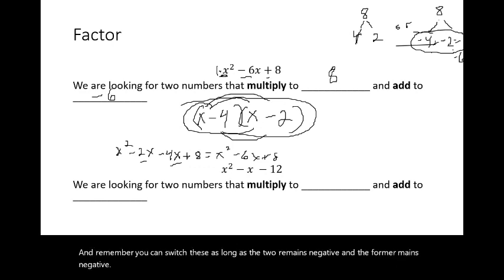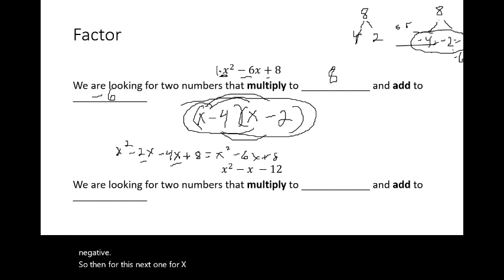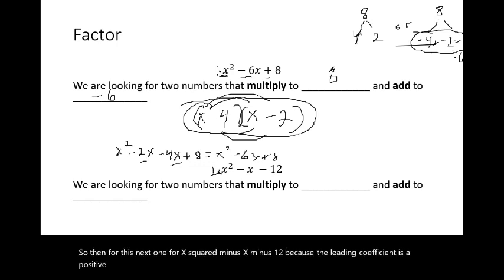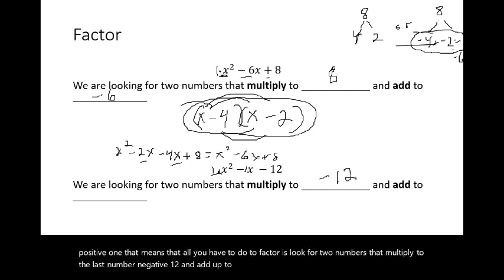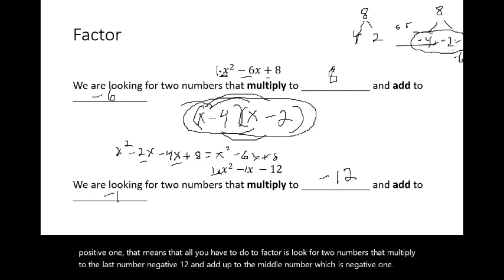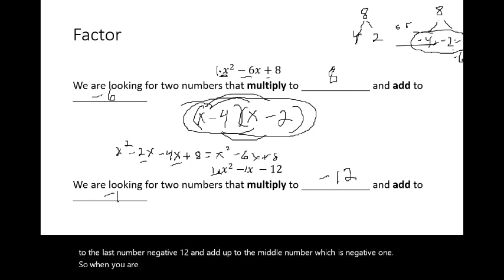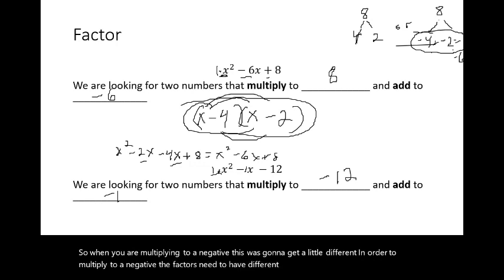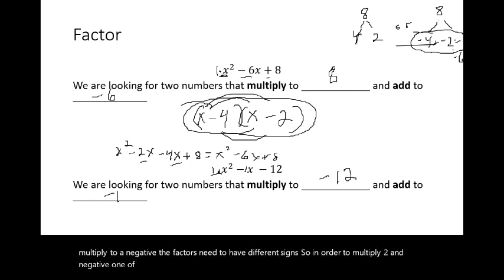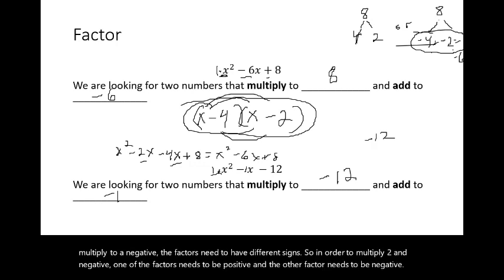So then for this next one, for x squared minus x minus 12. Because the leading coefficient is a +1, that means that all you have to do to factor is look for two numbers that multiply to the last number, -12, and add up to the middle number, which is -1. So when you are multiplying to a negative, this is going to be a little different. In order to multiply to a negative, the factors need to have different signs. So one of the factors needs to be positive and the other factor needs to be negative.